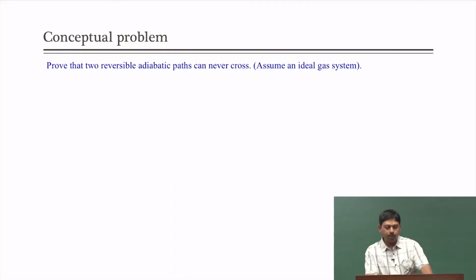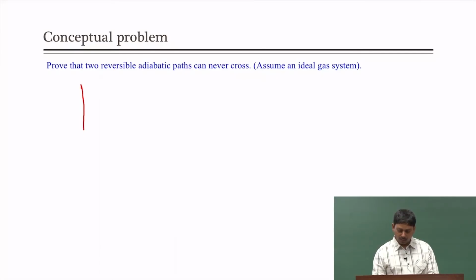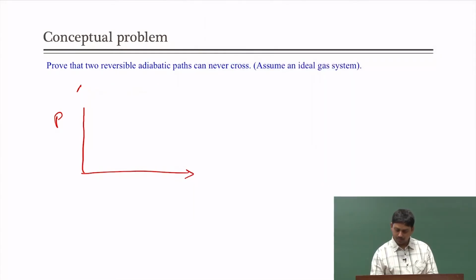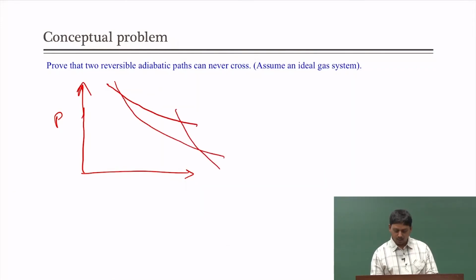Now, this is a conceptual problem that says show that two adiabatic paths can never cross. Now, how do you think about that? Let us say I have a PV diagram and I have an isothermal path. Isothermal is not drawn that way, but okay, let me just draw it once more. Let us have an isothermal path and two adiabatic paths connecting. So, this is adiabatic and this is isothermal. Let us say it is possible. What will happen? Can you tell me what will happen?